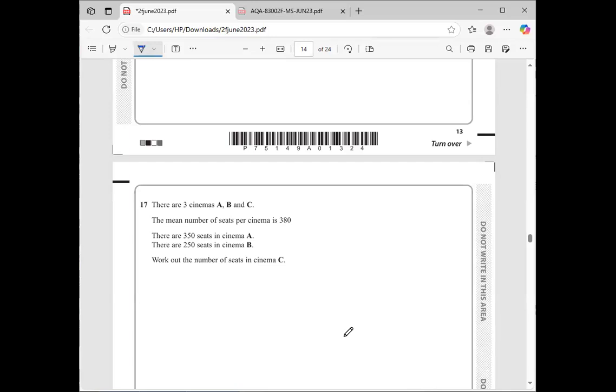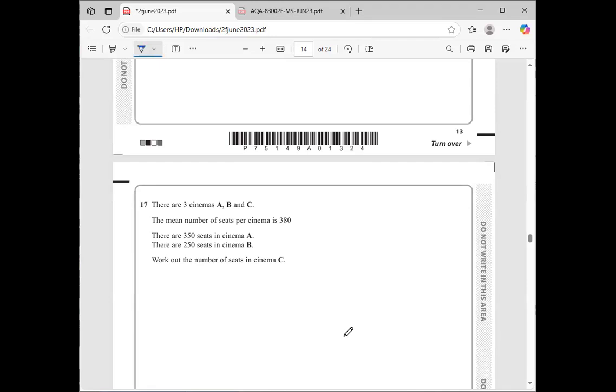So mean, right? Mean is, what they call that thing in statistics, a measure of central tendency. What that means is that, for instance, if the mean seats per cinema is 380, they're saying that we added the number of seats in A to the number of seats in B to the number of seats in C. We now divided it by 3 and we got 380. Do you understand that? Yes.